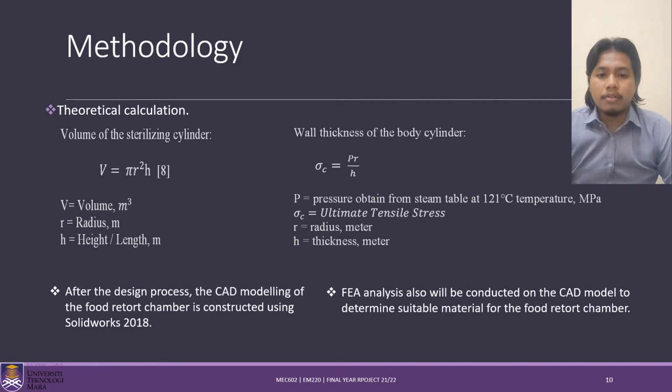The next methodology is a theoretical calculation. This calculation will help design the food retort chamber. There are two calculations involved, which are the food sterilizing cylinder and the wall thickness of the cylinder. This project also will conduct 3D or CAD modeling using SolidWorks 2018. Finite element analysis also will be conducted in order to select the best material for the food retort chamber.